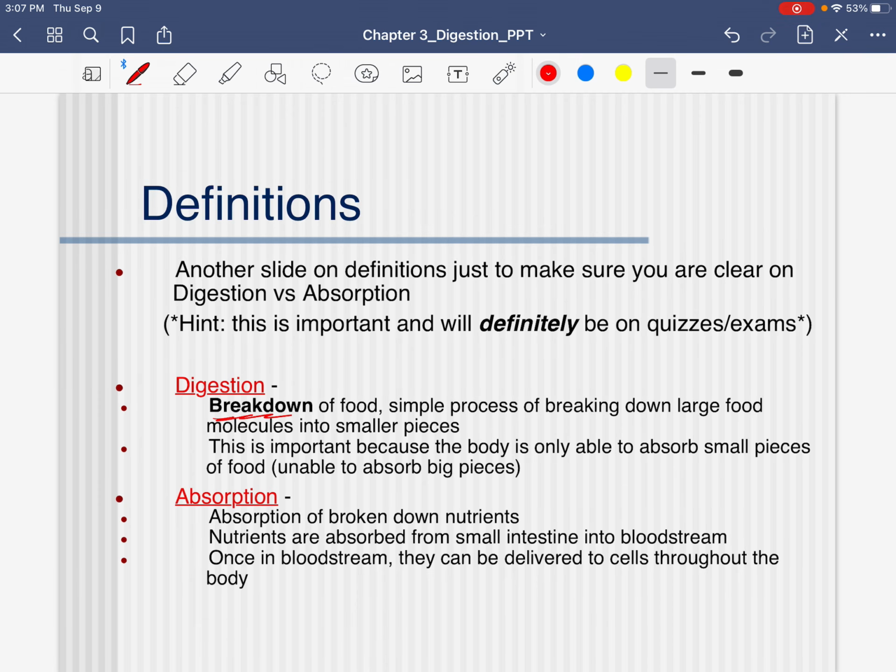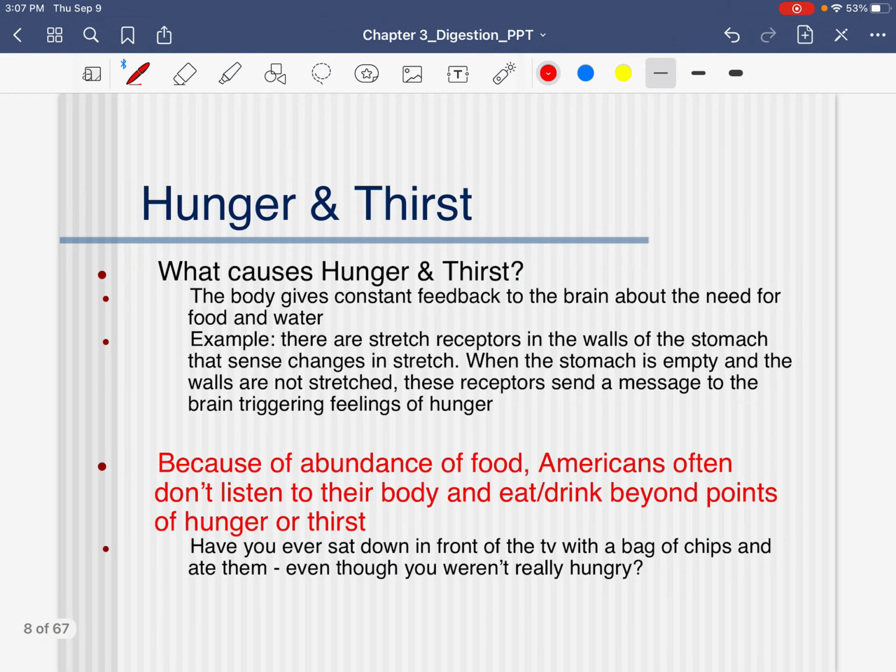All right, this is going to be reviewing some of the things I just said. Remember, digestion is to break down. We can do it chemically or physically. Absorption is to move those nutrients into the bloodstream. What we're going to find out is the process of absorption happens from the small intestine.